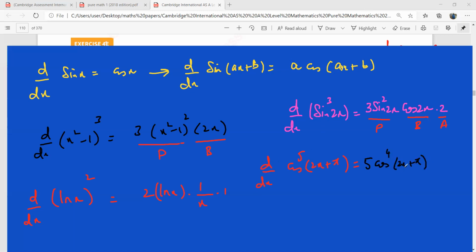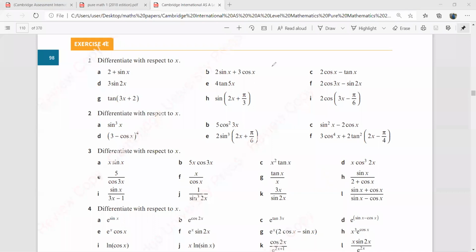So first you deal with the power, and then there is going to be minus sine 2x plus pi, and then finally into 2. So this is 5 into cos to the power 4, and so on, times the derivative of cos, which is minus sine. And then at the end, you multiply with the derivative of the angle. Now let's look at these questions here.